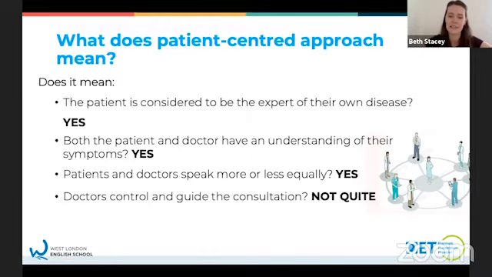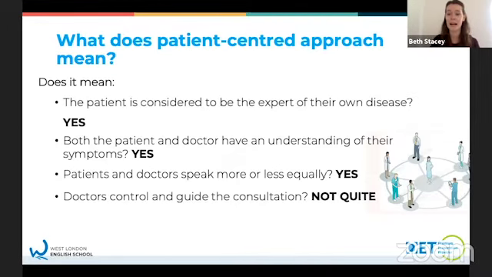And doctors control and guide the consultation. Well, yes and no. That's why we've got "not quite" here. Of course, the medical professional needs to be in control. You need to be the one who is being a bit firm. Maybe if you have a challenging patient, someone who's angry, you still need to be firm. You need to be in control.